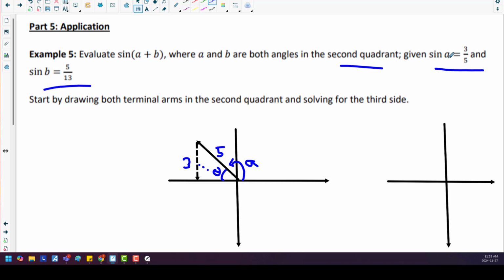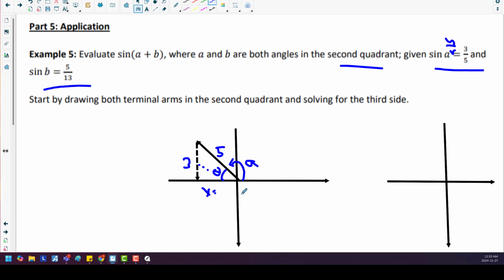How? Because remember, sine of your angle is equal to opposite over hypotenuse, or if you remember, it's y over r. So r is your hypotenuse, and your y value is the vertical value. So we can figure out x now.